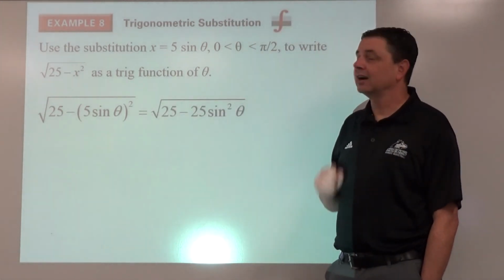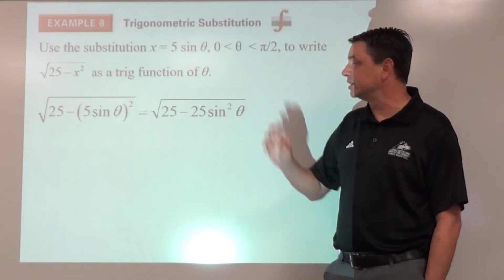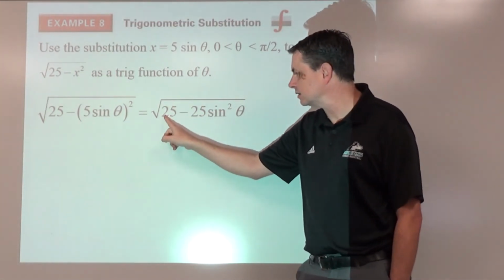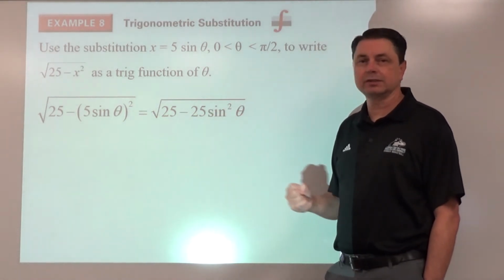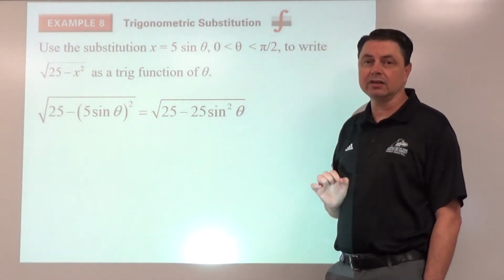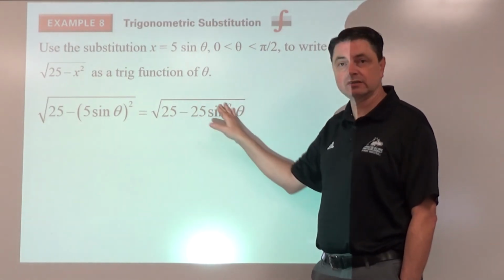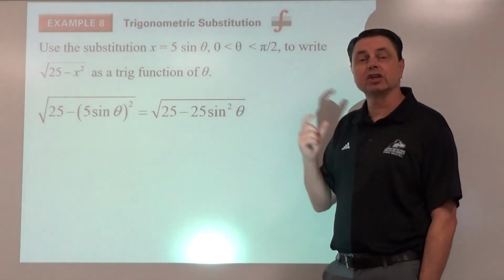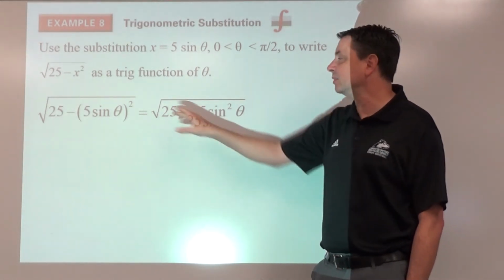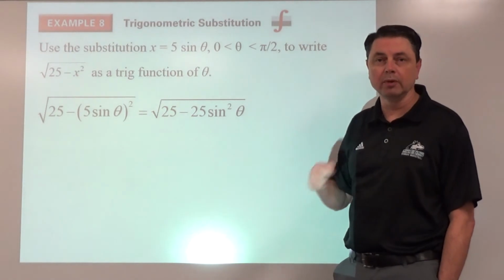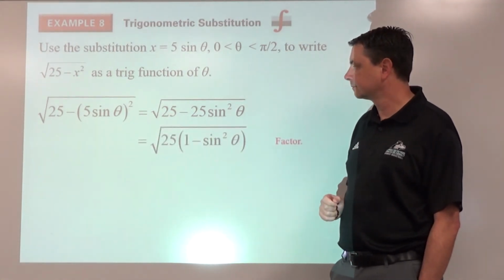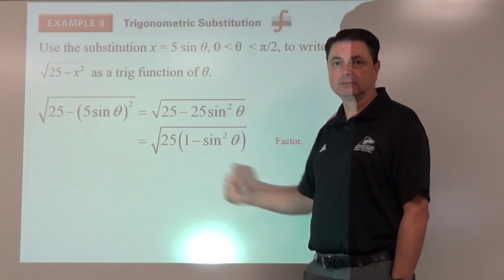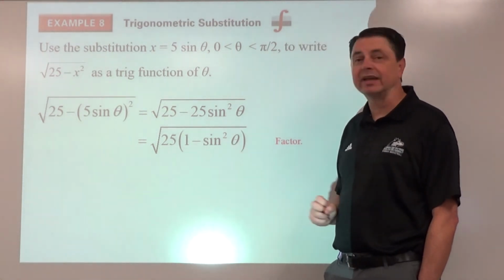And the next part is the key part. We are not allowed to distribute a function. We cannot square root this minus square root this. What we can do is factor this. There's a common factor of 25. Let's factor it. It's going to turn it into a product, and that's going to be a lot easier to actually perform the square root part. Oh yeah, 1 minus sine squared theta. That's an identity. That's a Pythagorean identity.